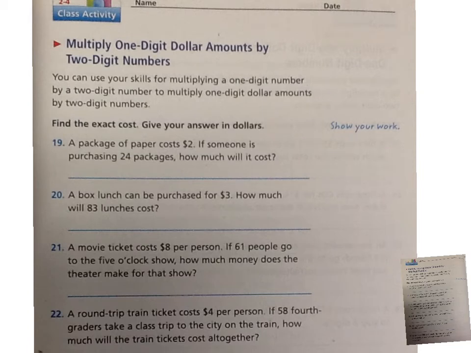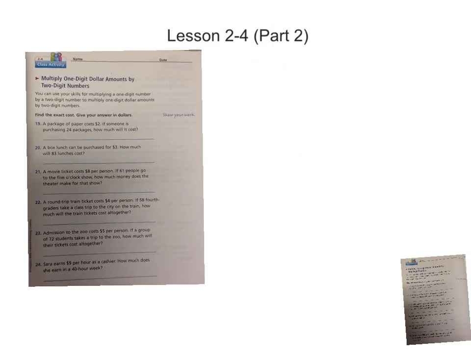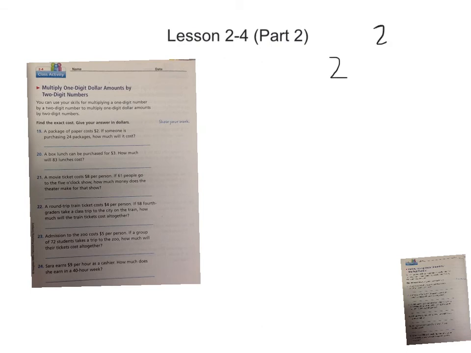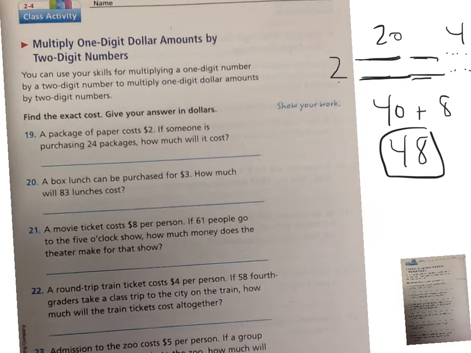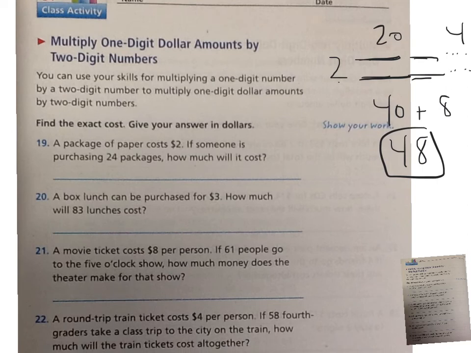Number 19 says a package of paper costs $2. If someone is purchasing 24 packages, how much will it cost? So what are we trying to find out? Hopefully you know that you're trying to find out the cost of 24 packages. So if I shrink it down a little bit, over here I do 2 times 24, 20 and 4. I have 4 tens, which is 40, and then I have 8 ones, so the answer would be 40 plus 8 equals 48. So if I zoom in on that, the answer would be $48.